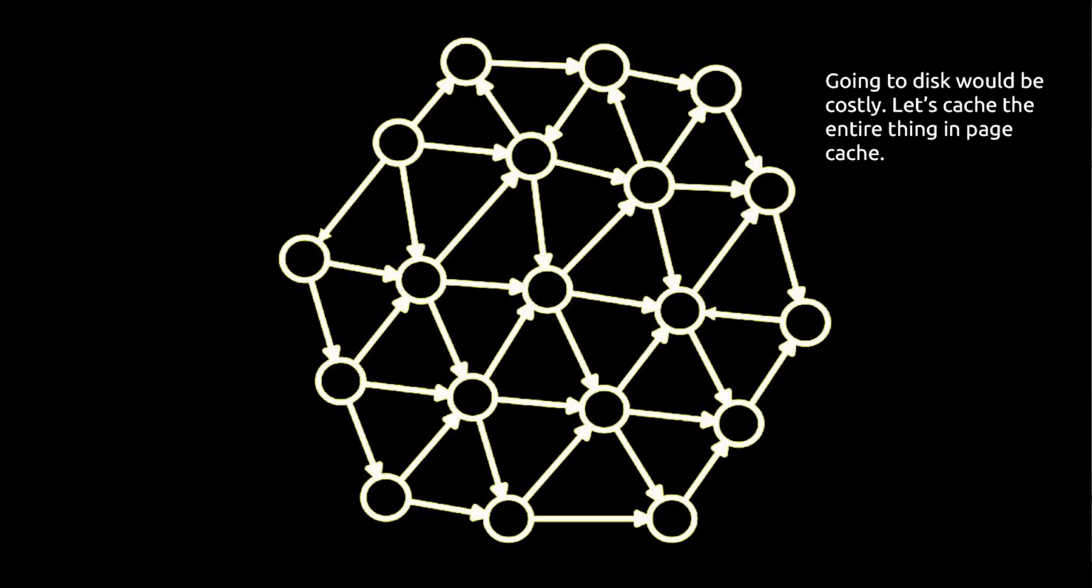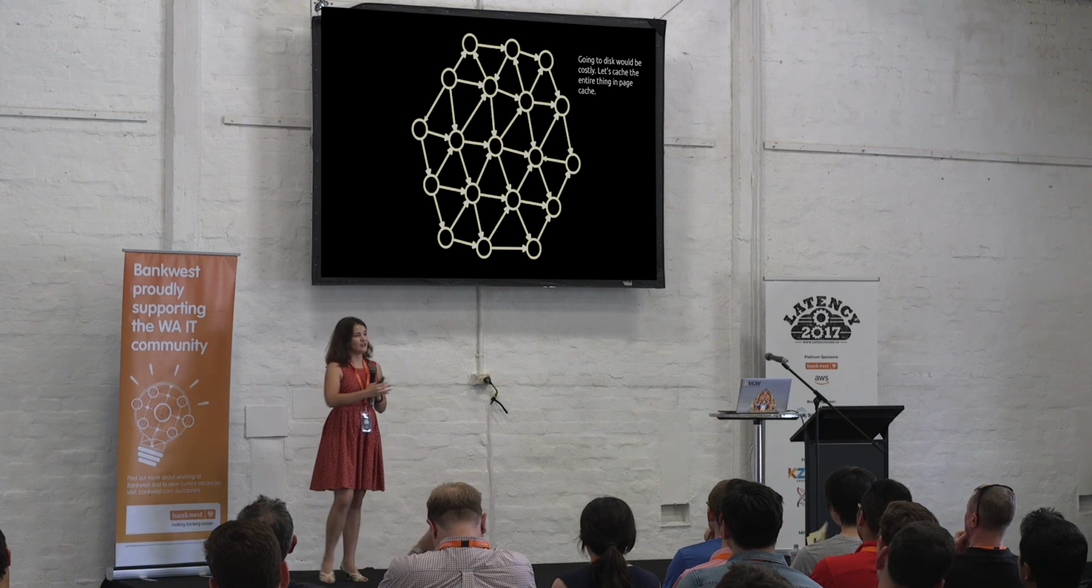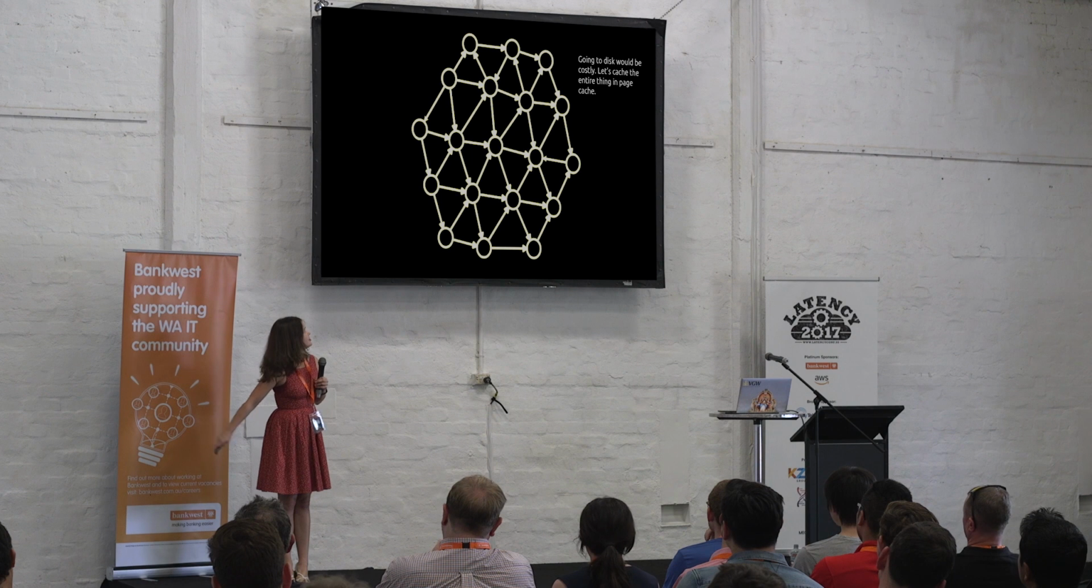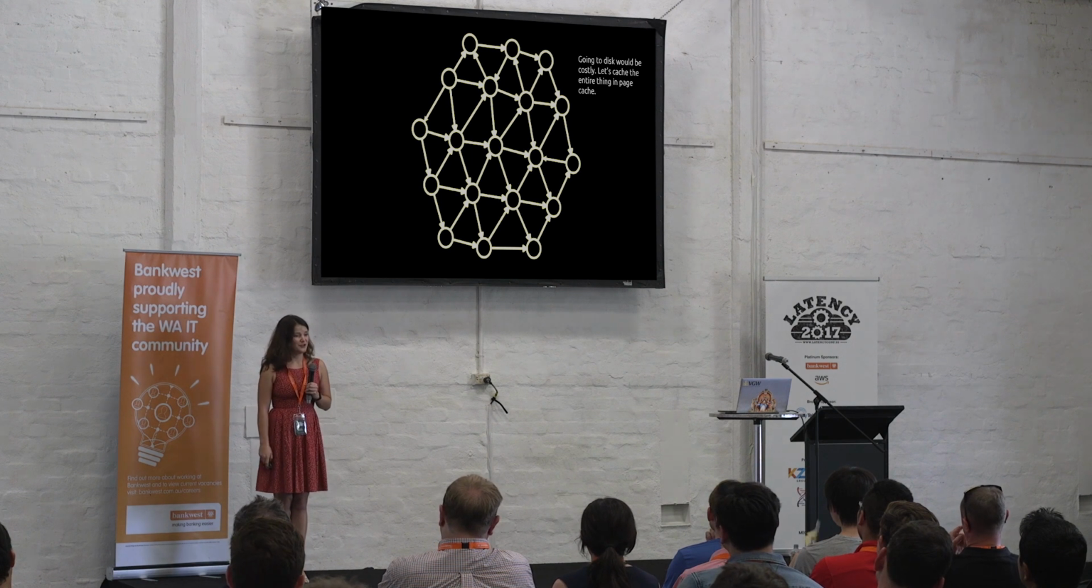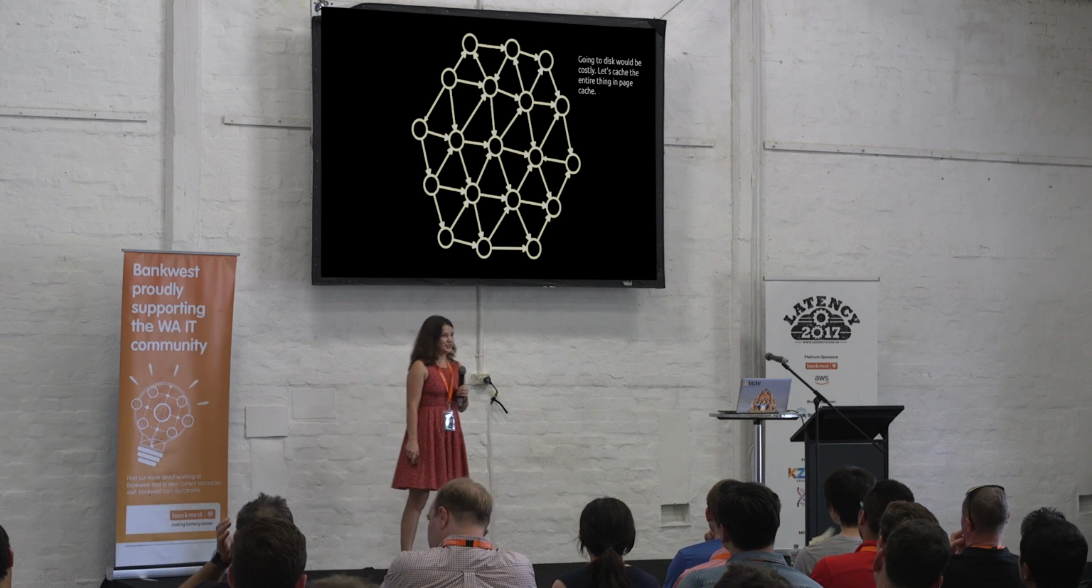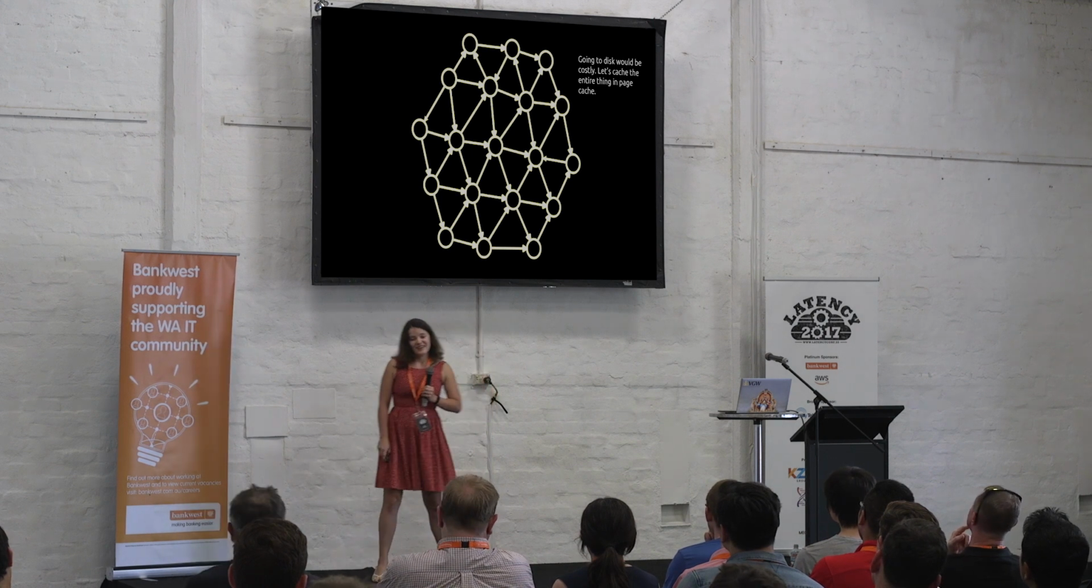All right. So first of all, you have to keep this data handy. If you're going to go to the disk every time you want to traverse the graph, it's going to be very slow. That's why Neo4j tries to upload all information into page cache. So that's why we need that big machine with 64 gigabytes of RAM.